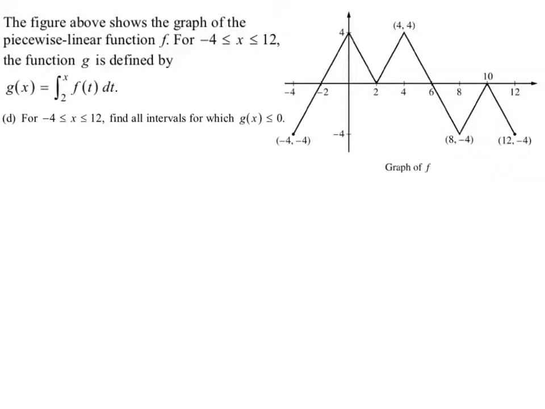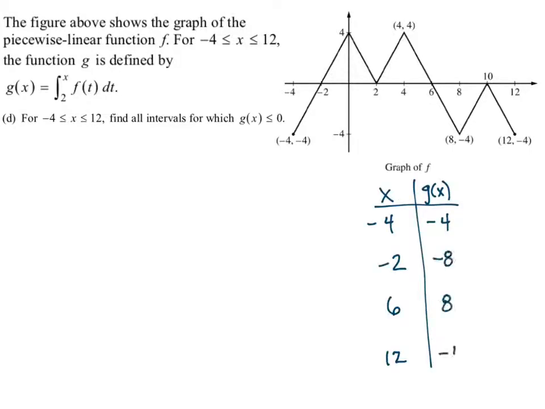And for part D, they say for negative 4 to 12, find the interval where g is less than or equal to 0. So this one's a little tricky to think about, but we're accumulating values of that f, and that's the actual function values for g. So if I'm thinking about this, I'm actually going to bring in that table that I did from before, and it just gives me a little bit of insight of what's going on here.